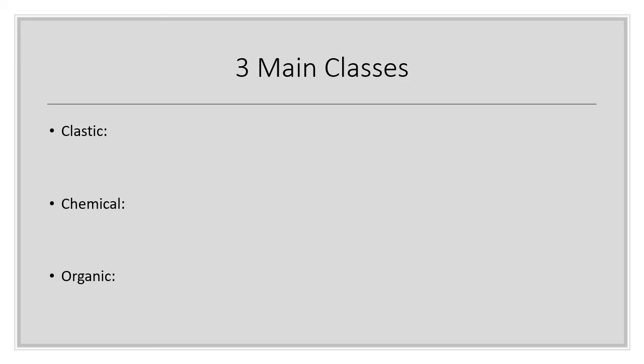Okay, there are three main classes of sedimentary rocks. The first one is clastic. So these are made up of rock fragments. So they're made up of other pieces of rock. Chemical are things that evaporate or precipitate out of the water. And they're going to look crystally.